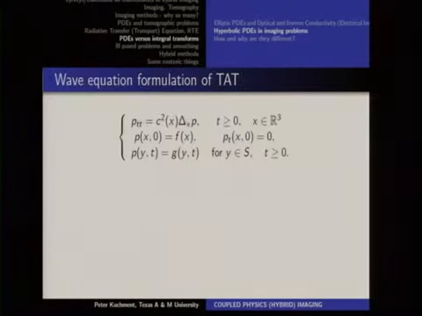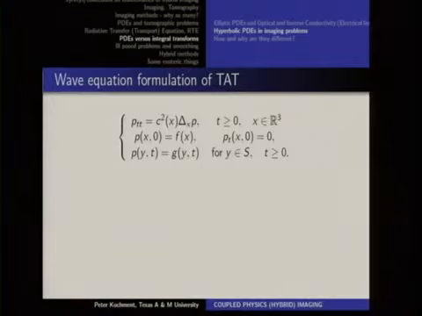The truth is the following. You have a pressure wave, pressure P of x,t. X is location, T is time. It's the strength of your pressure wave. It satisfies the standard wave equation where c of x is sound speed, which could be variable. In breast imaging, it's not that variable, maybe up to 10%, but usually it's not a very safe assumption that it's constant. So you have the wave equation, and you have initial conditions.